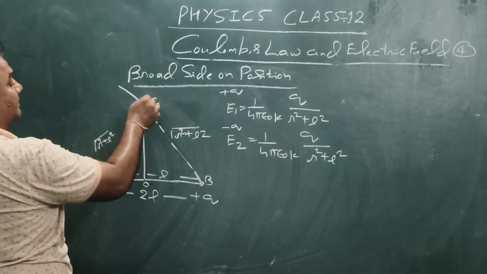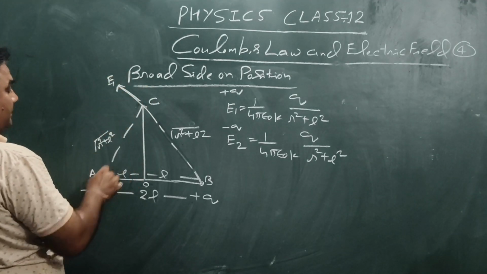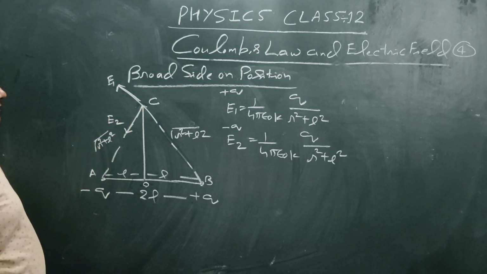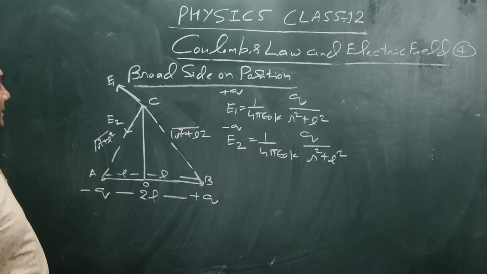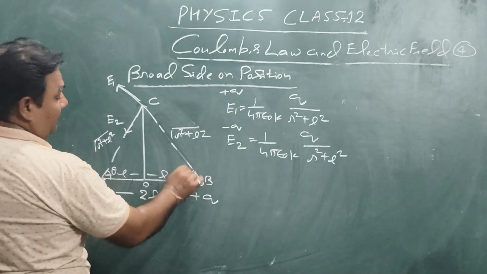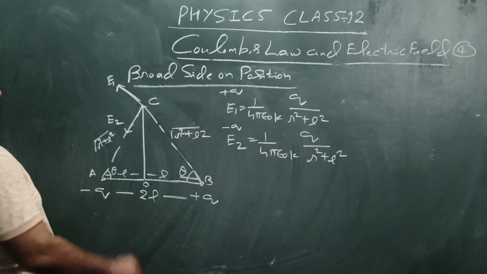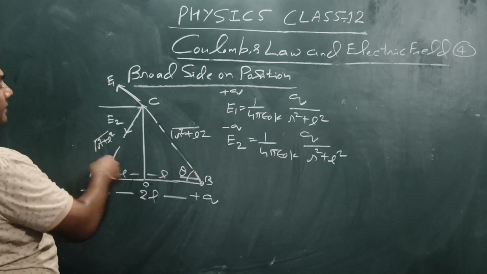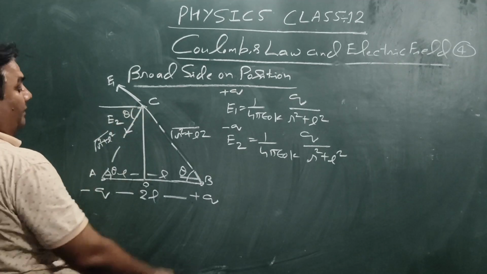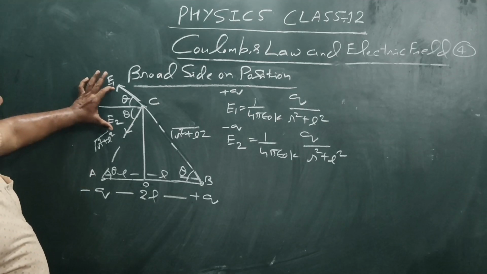Due to plus Q charge, the direction of E1 is this, away from the charge, and E2 is toward the charge. Since E1 and E2 are in different directions, how do we find their resultant? For this, let this angle be theta. This angle is also theta because the distances are the same, an isosceles triangle. When we draw a line parallel to AB, this angle is also theta, alternate angle, and this angle is also theta, conjugate angle, and the angle between E1 and E2 is 2 theta.